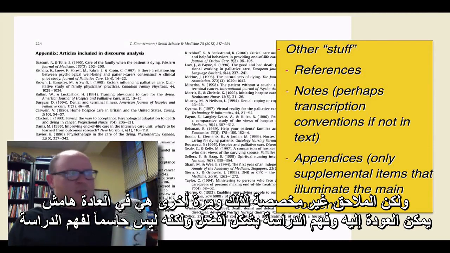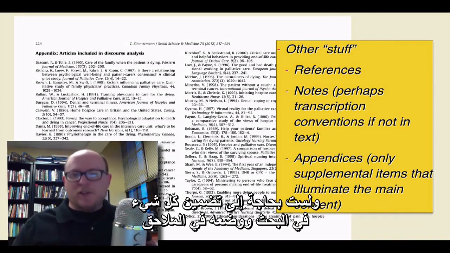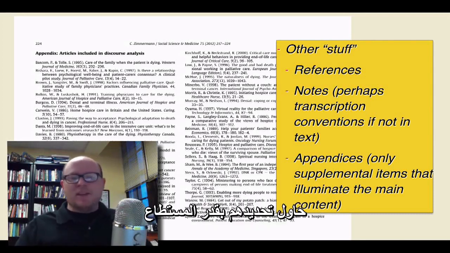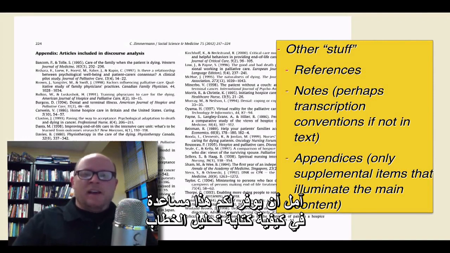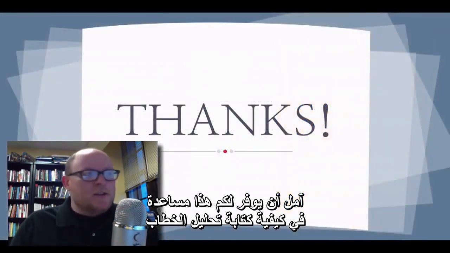Again, it's usually something that's at least marginally related to one's need to go back and understand the study better, but not crucial to understanding the study. So you don't really need to include everything that you've done, like within the research, in appendices. Try to limit those as much as possible. So that's hopefully going to give you some help in understanding how to write up a discourse analysis.